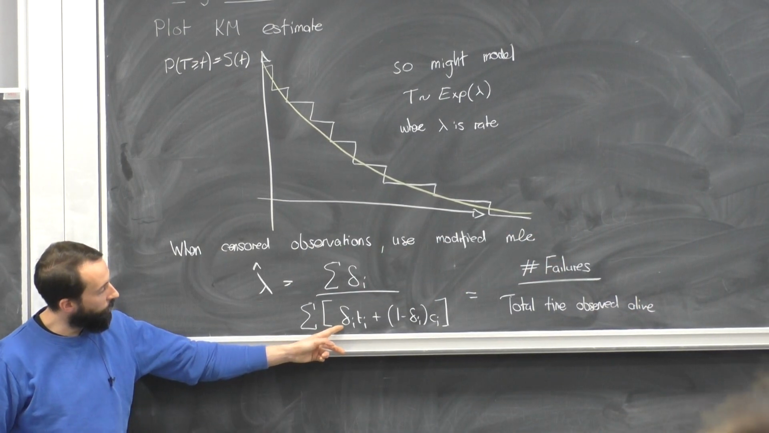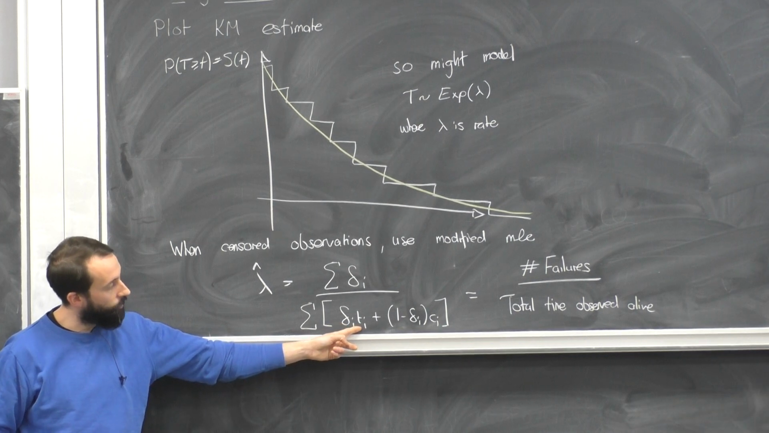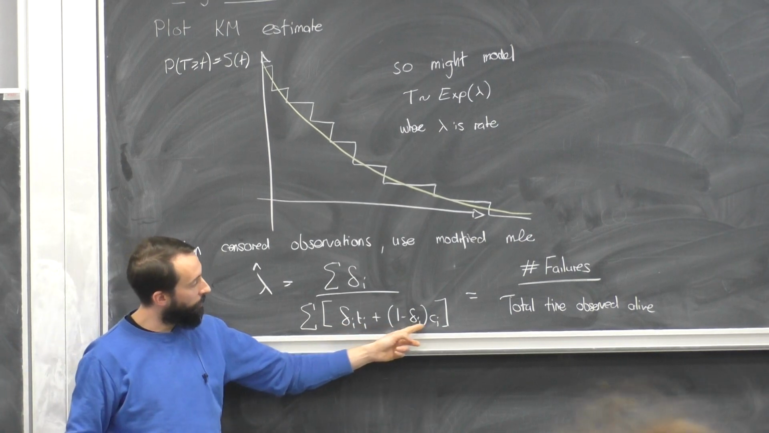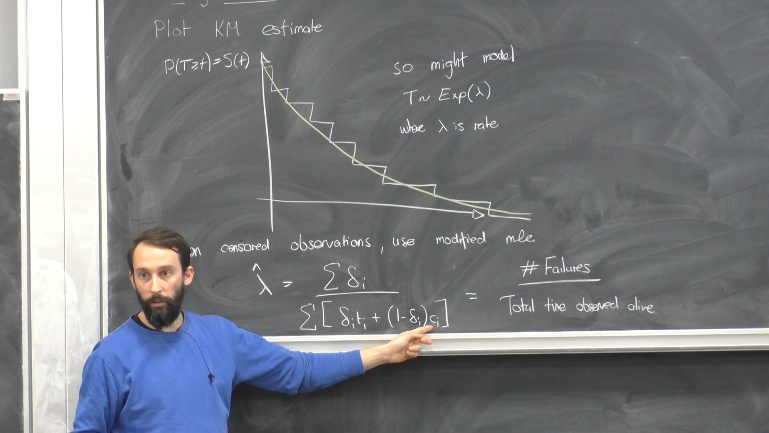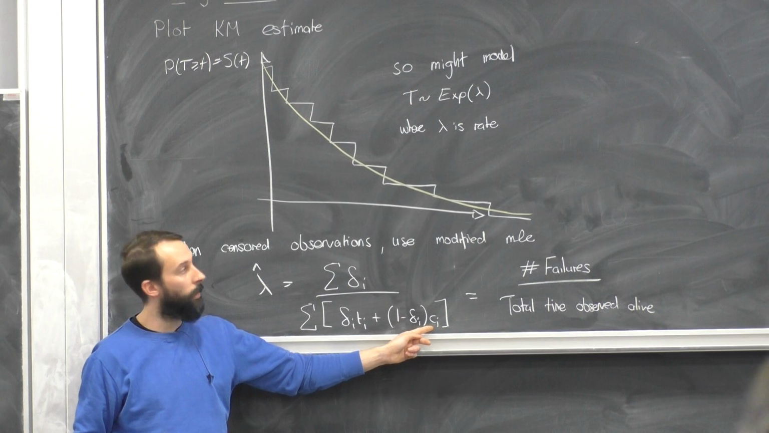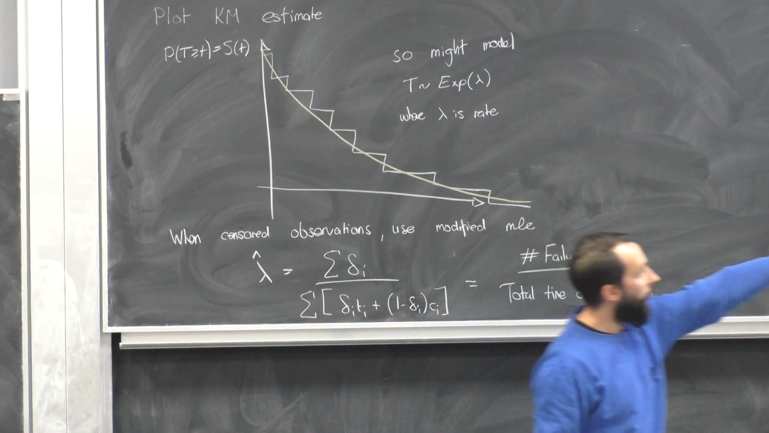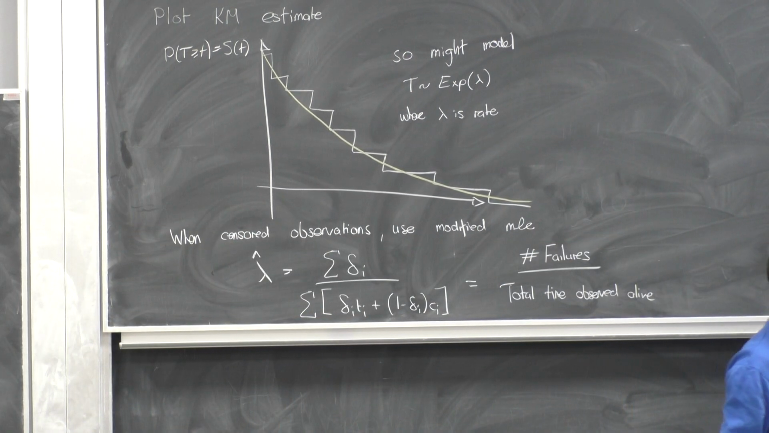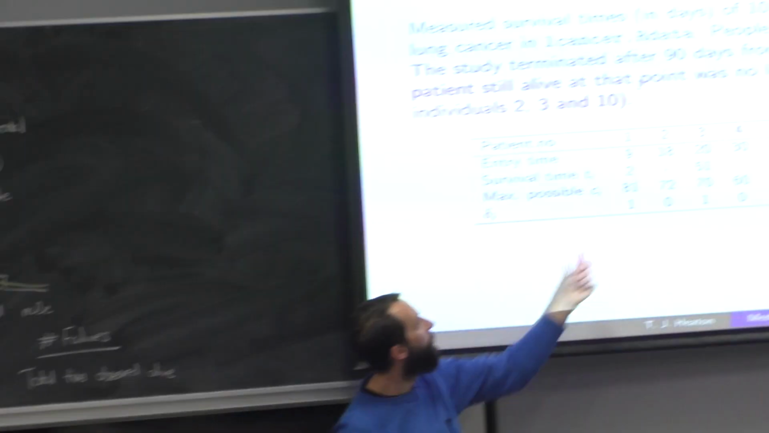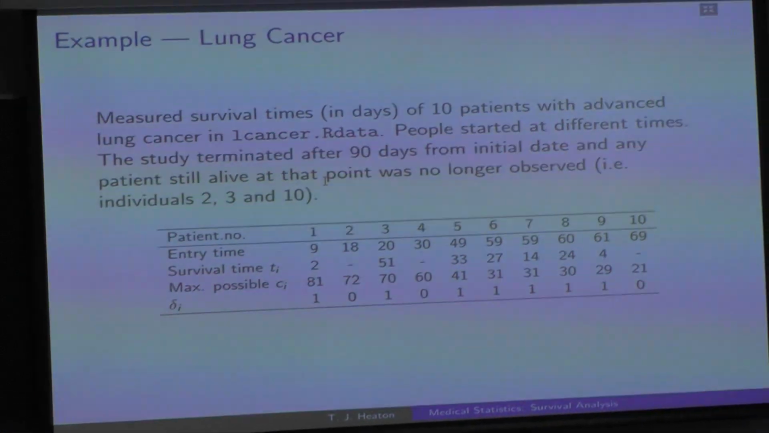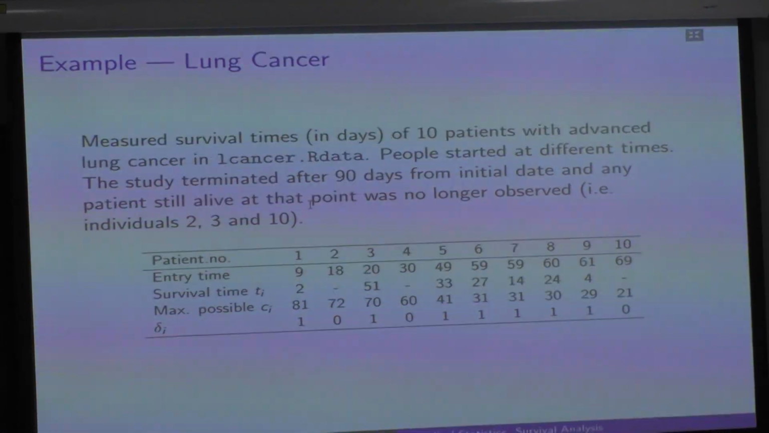So this is the total time that all of the people who failed were observed alive, and this bit here is the censored people, how long I observed those censored people alive before I lost contact with them. So that's all we're going to do here. We're going to work out how many people we actually observed to fail, and what was the total length of time that we observed everybody being alive.